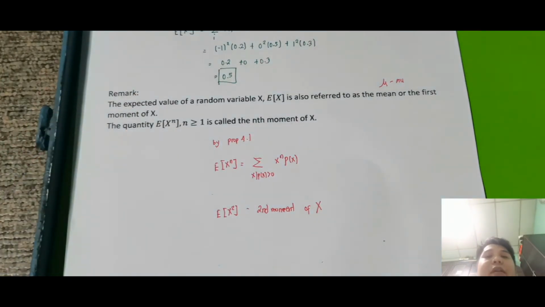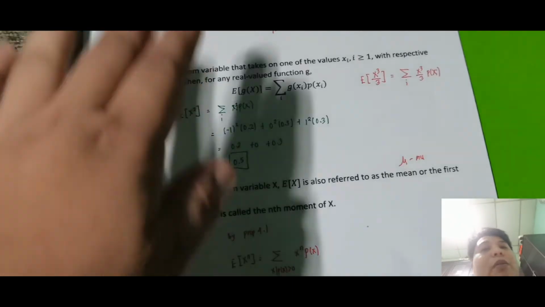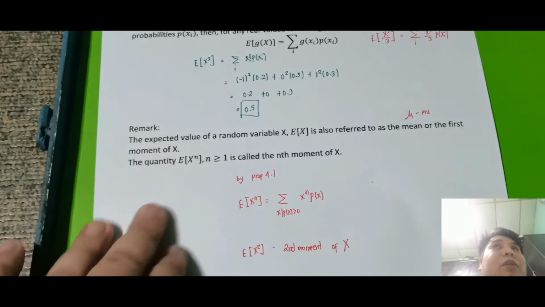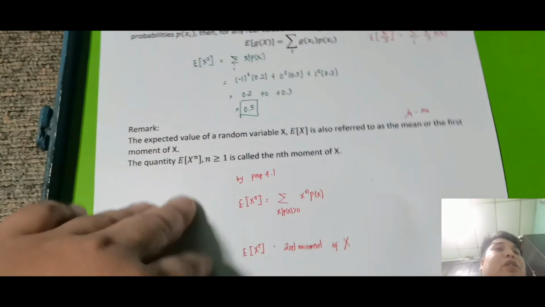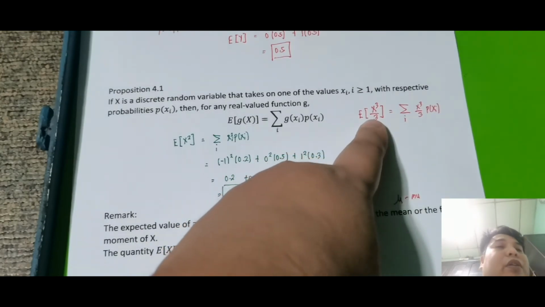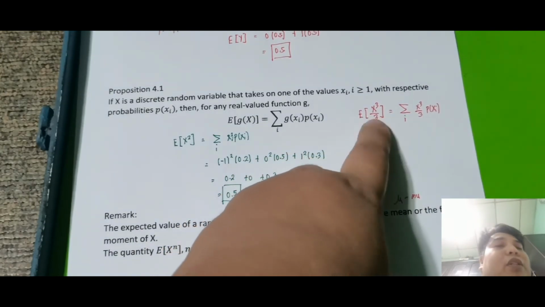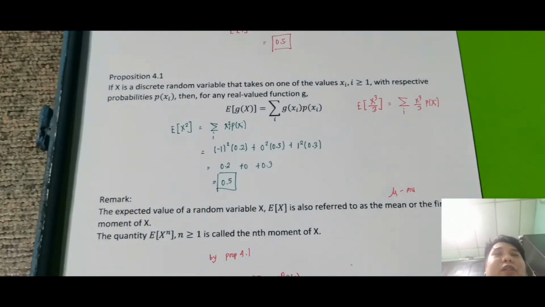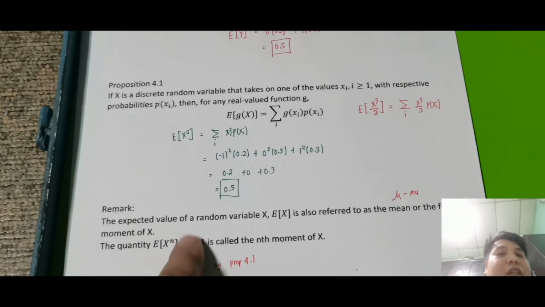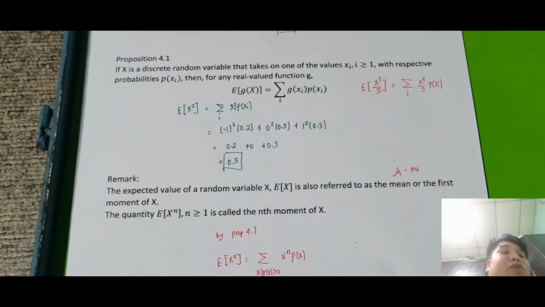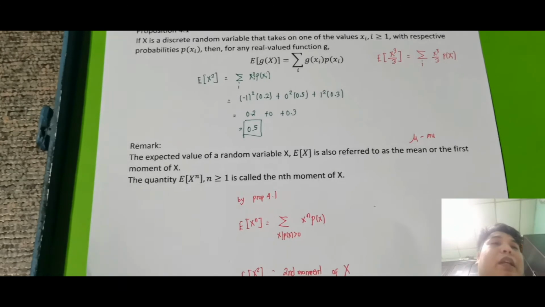Tawag dyan ay first moment, second moment. Napaka-useful nitong remark na to. Pwedeng gamitin yung proposition 4.1 or ito. Yung remark na to ay exclusively para sa x raised to n. Si proposition 4.1, pasok siya sa mga ganito, kunyari may number or may plus or naka-square root. Pag square root, hindi siya pasok dito sa nth moment. Hindi mo pwedeng sabihin na half moment, kasi based sa definition, n is greater than or equal to 1. Walang half moment, huwag mo nang ipilit.